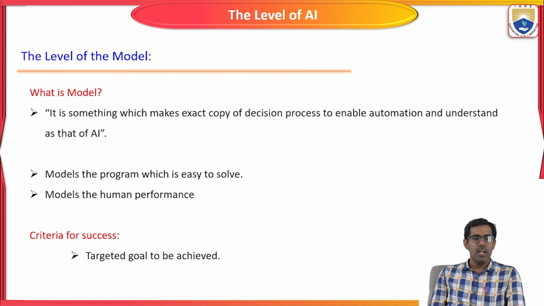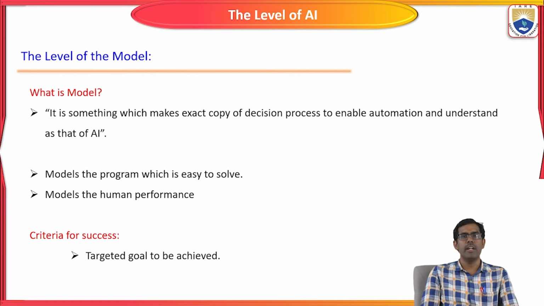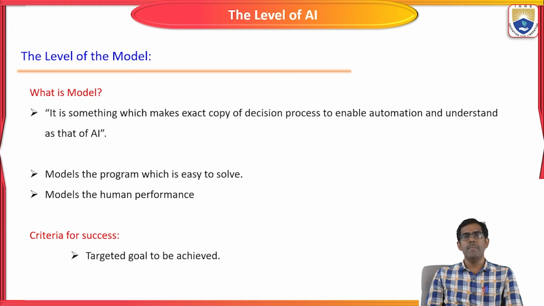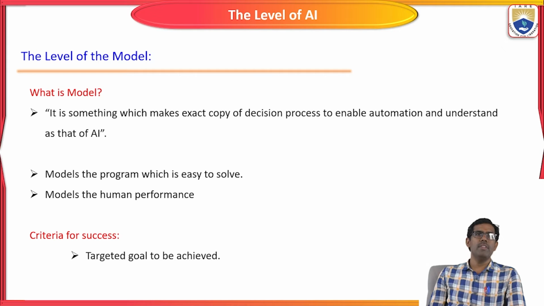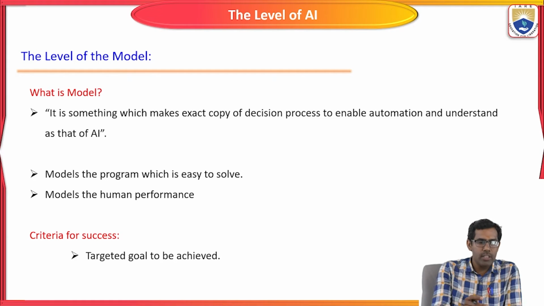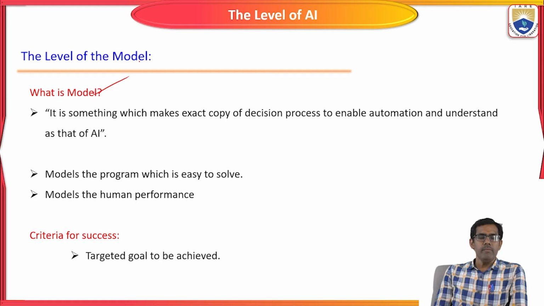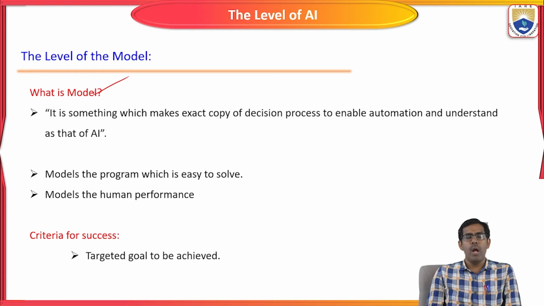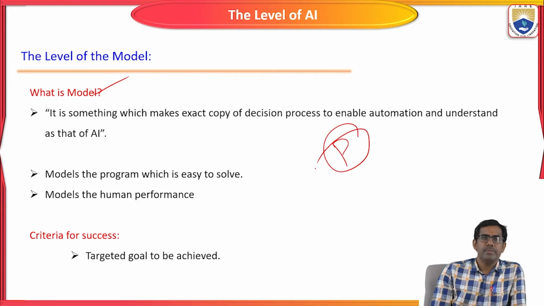The next one is the various levels of the model. What are the various levels or models available in artificial intelligence while you are designing it based on your environment or your problem statement? We are simply going to see some levels of model. So what is a model? It is something which makes an exact copy of a decision process to enable automation and understanding of AI.